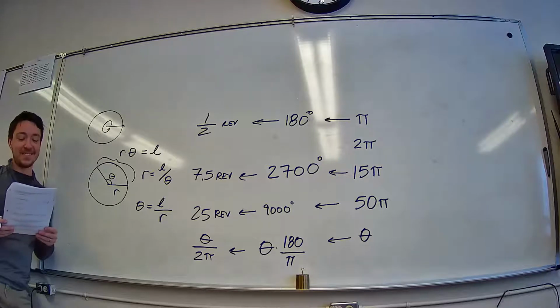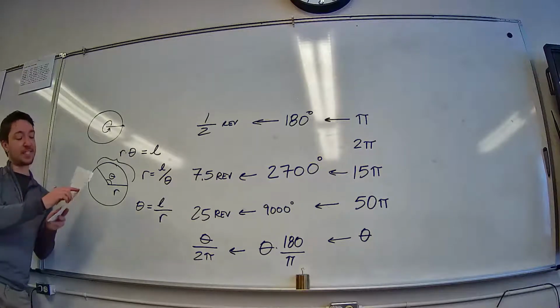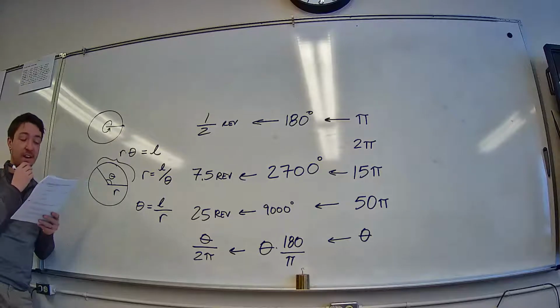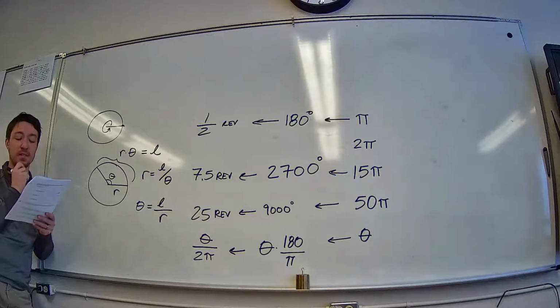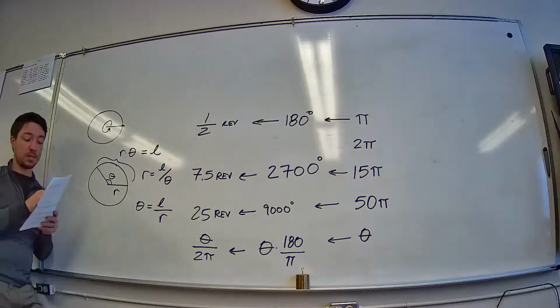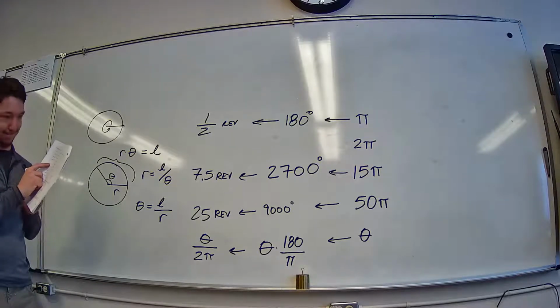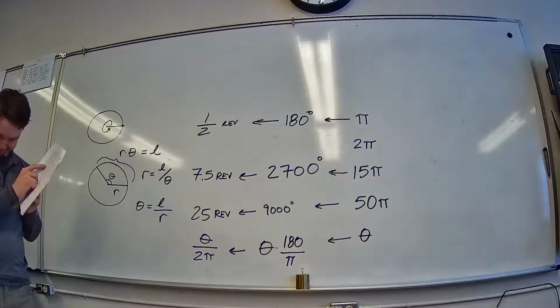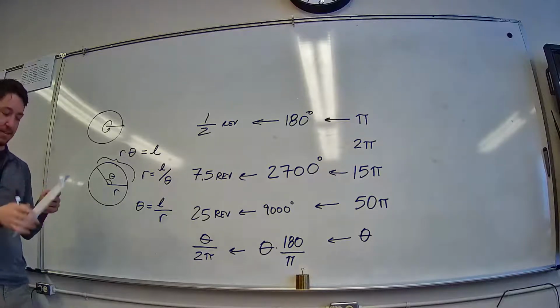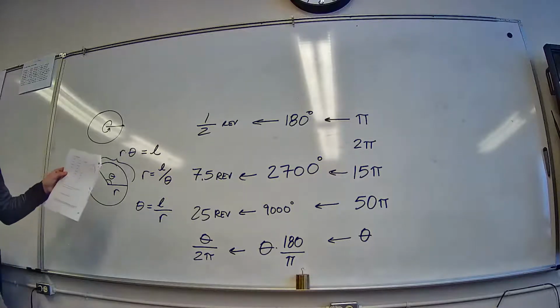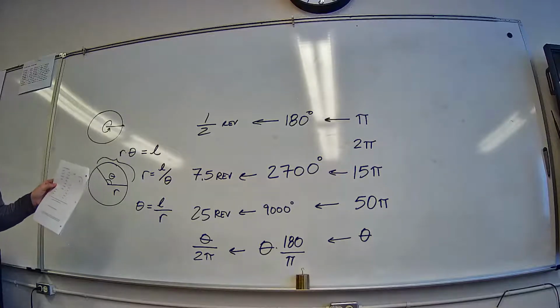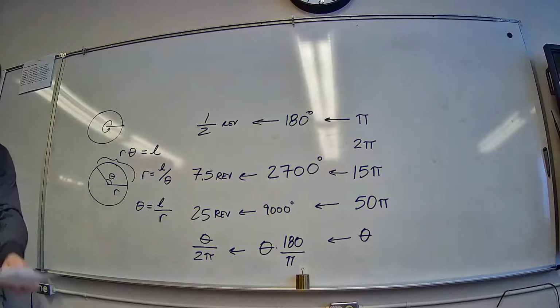All right, so this next row would be 25. 25 kilometers. How about the next one? 25 centimeters. Let's see the next one.